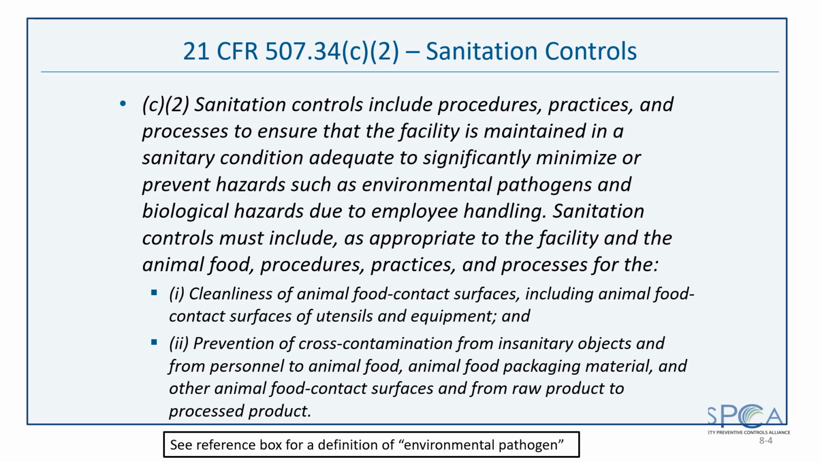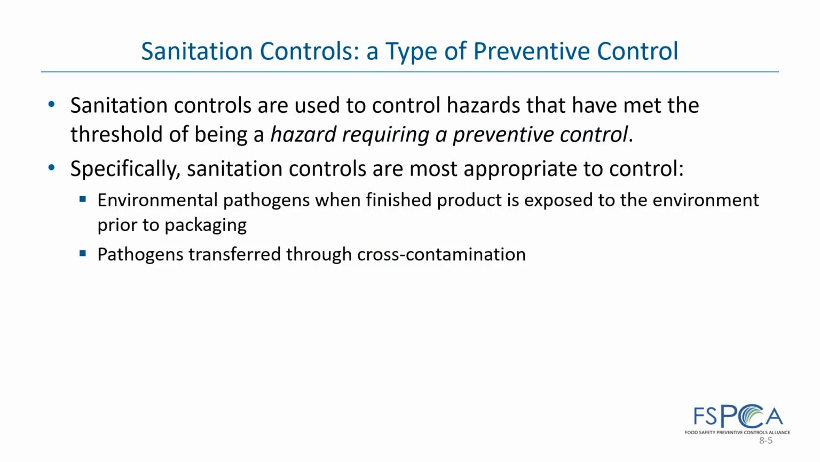The two main focuses of sanitation controls are right there in those sub-bullet points. Number one being animal food contact surfaces, making sure they're clean, making sure they're sanitized. And then number two, preventing cross-contamination, whether that's from other objects, packaging materials, or from raw product to processed product especially. So sanitation control is a type of preventive control. It's used to control a hazard when we decided that it is a hazard requiring a preventive control. Specifically, sanitation controls are most appropriate to control environmental pathogens and pathogens transferred through cross-contamination.